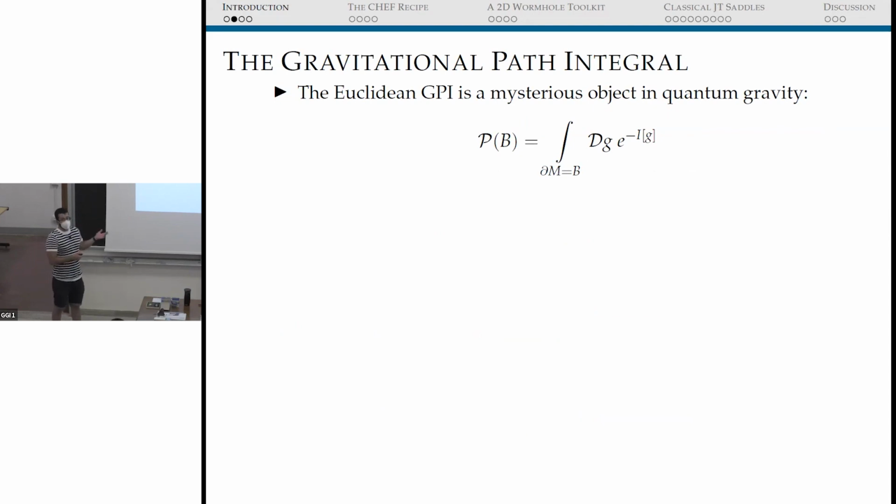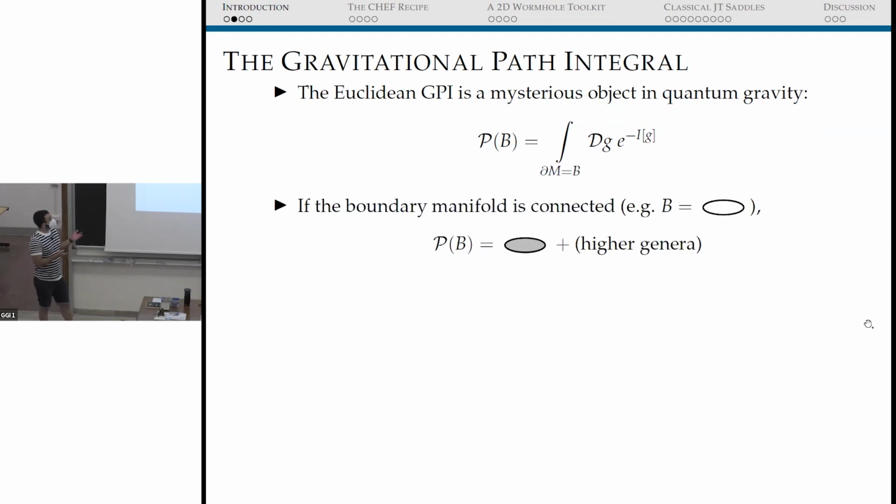This is a rather formal object. In general, we cannot make sense of it. We don't have a sensible measure over metrics or manifolds, but we can make sense of it semi-classically by summing over semi-classical saddle points, or in low-dimensional models like JT gravity, where we do have some very nice control over this, like in the story by Saad, Shenker, and Stanford, where you can actually sum over all the topologies and get a very nice dual to a double-scaled matrix model.